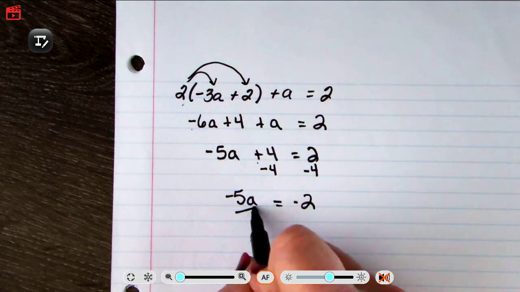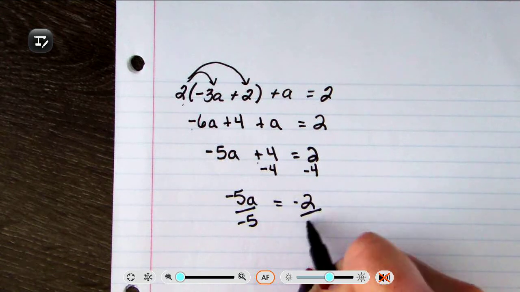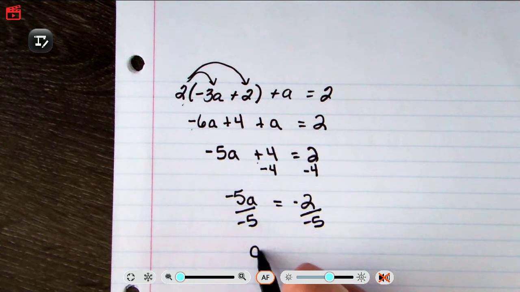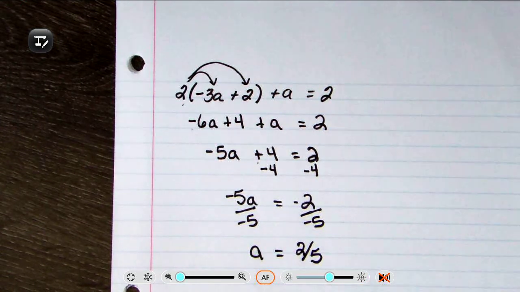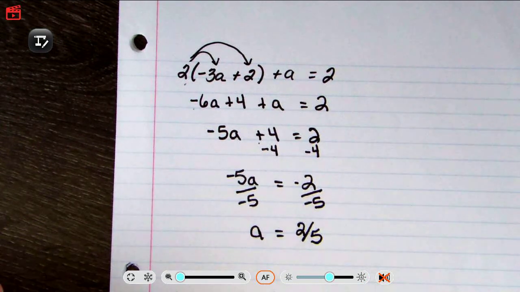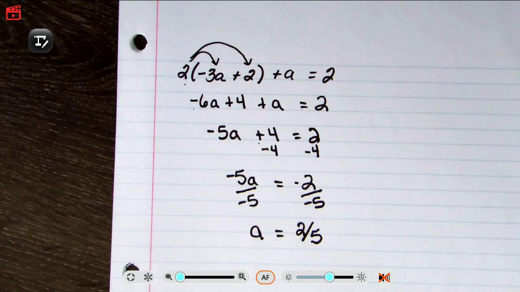And now we're going to divide by that negative 5. A is equal to a positive 2/5, simply because we don't want to have too many negatives floating around. A negative over negative is a positive.